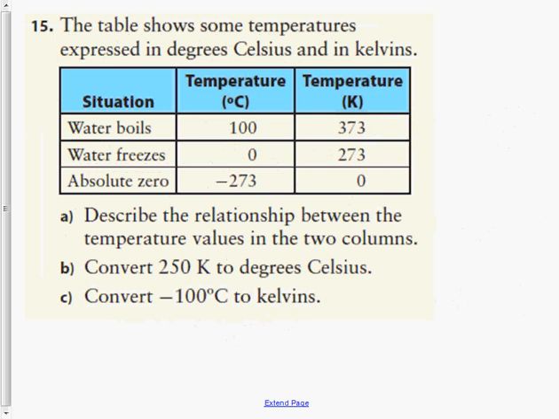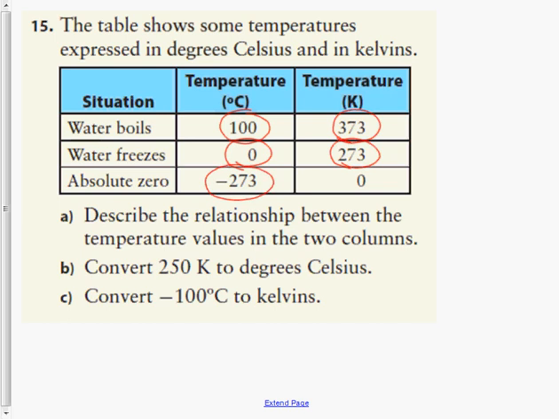And finally, I think the last question. The table shows the temperatures expressed in degrees Celsius and in kelvins. I think Kelvin should have been capital K, but I'm not sure. So water will boil at 100 degrees Celsius, and it will boil at 373 Kelvin. Water will freeze at 0 degrees Celsius, but it'll freeze at 273 Kelvin.